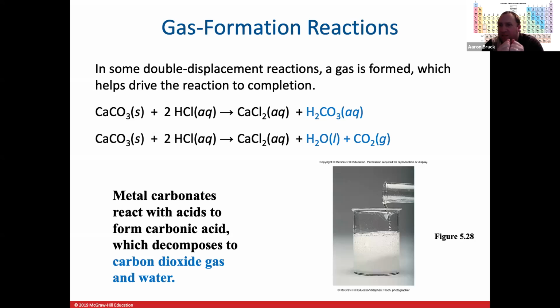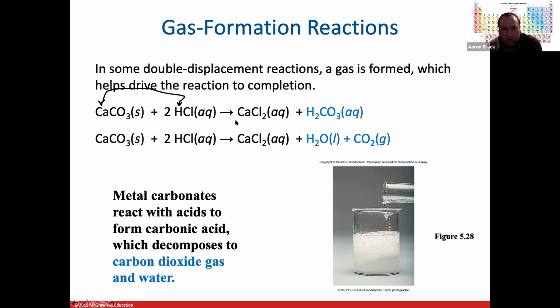So where we see this often are things like carbonates, sulfides, and other compounds like those when they react with acids. So this is very common among acids reacting with somewhat basic solid compounds in particular. So calcium carbonate, for example, when it reacts with hydrochloric acid, the double replacement reaction that we would anticipate would have the calcium and the hydrogen switching places.